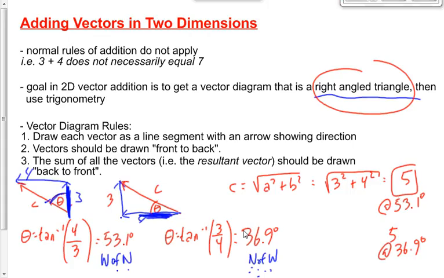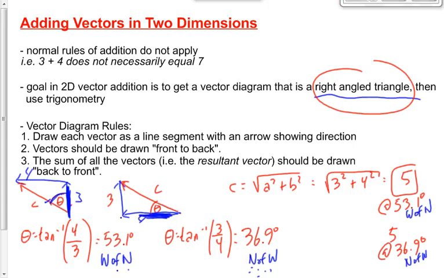So we could say now 5 meters, whatever it is, at 53 degrees west of north. Perfectly correct answer. Or 5 at 36.9 degrees north of west. Also perfectly correct answer. Well, it depends upon whether we're adding velocity or displacement or force or momentum or any other vector. So I don't have units there because I didn't give you units in the question. Okay.